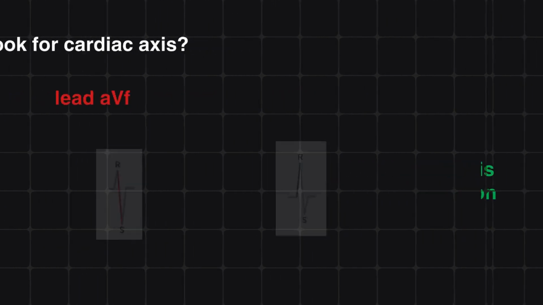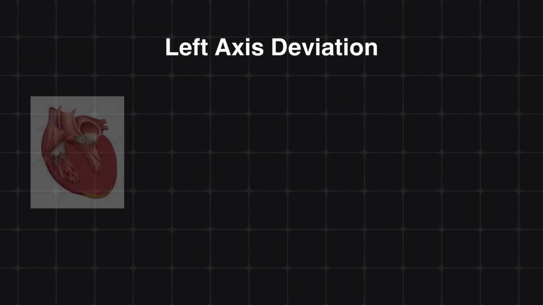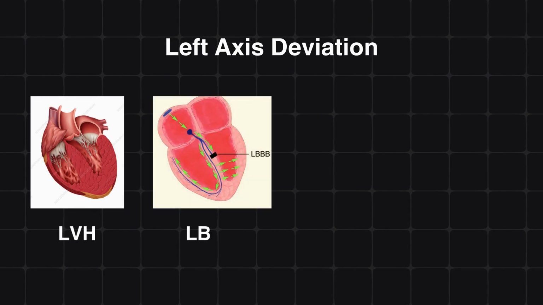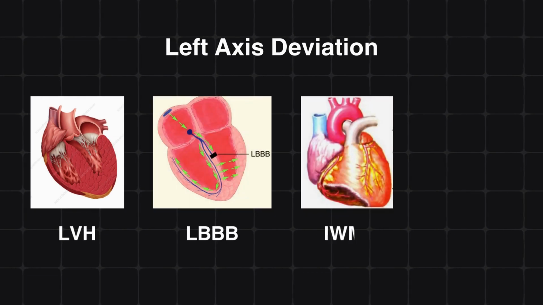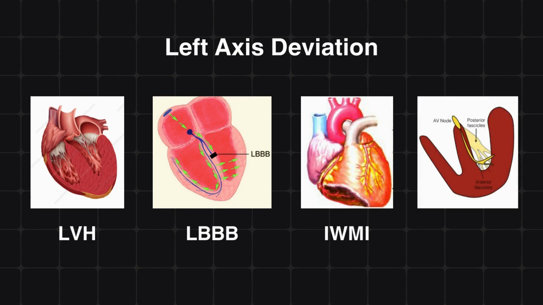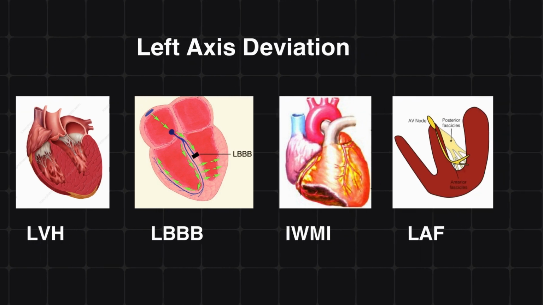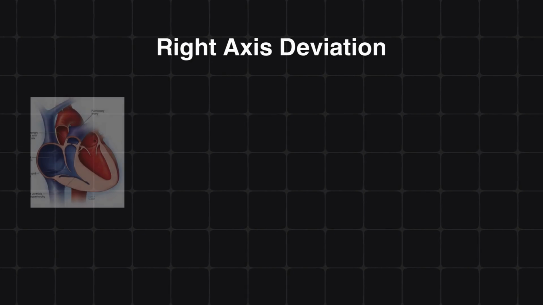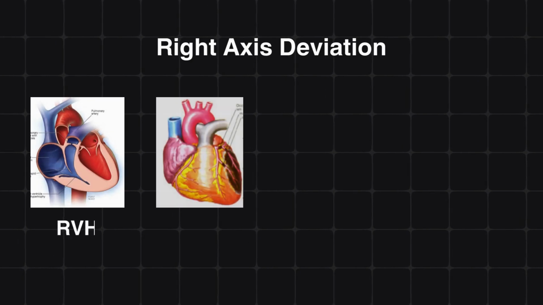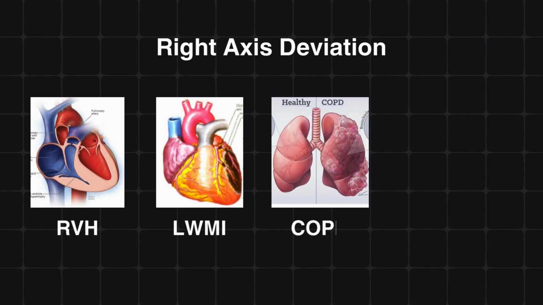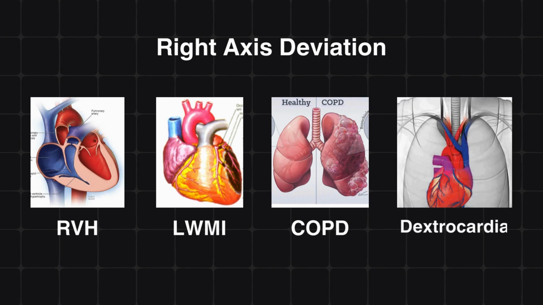Left axis deviation is seen in left ventricular hypertrophy, left bundle branch block, inferior wall MI, and left anterior fascicular block, while right axis deviation is seen in right ventricular hypertrophy, lateral wall MI, COPD, dextrocardia, and in normal pediatric ECGs.